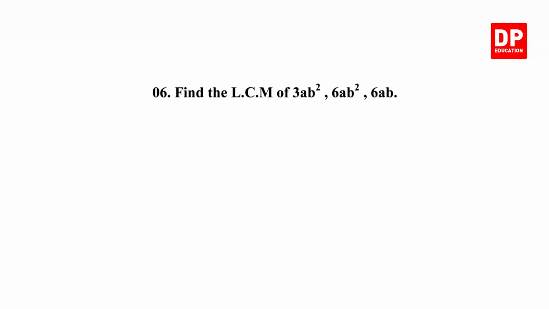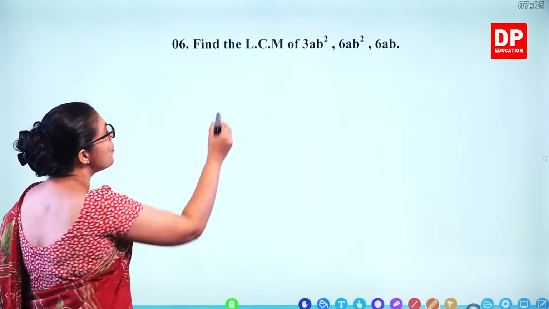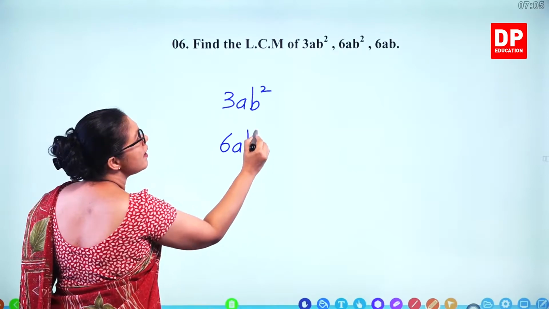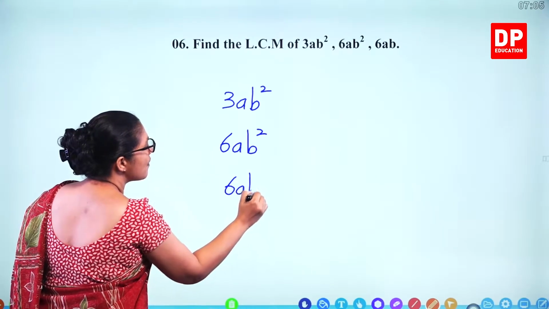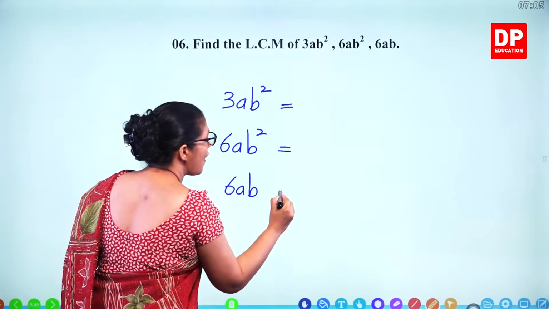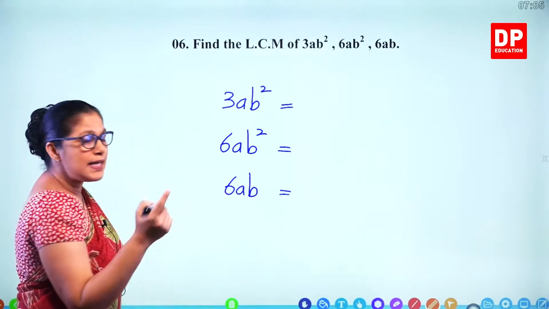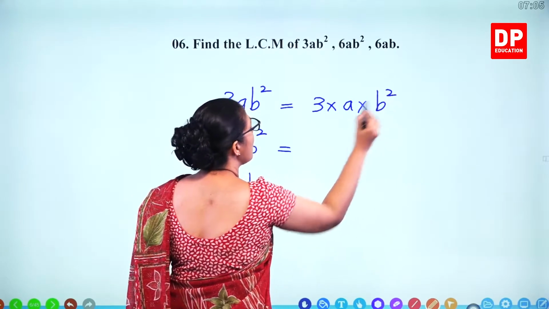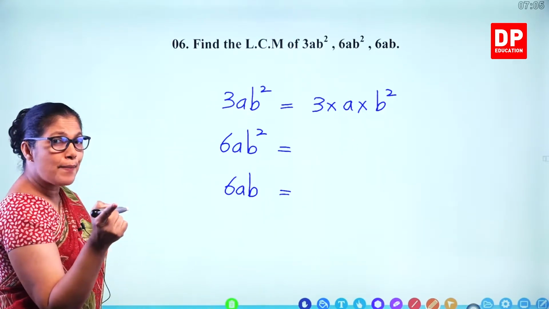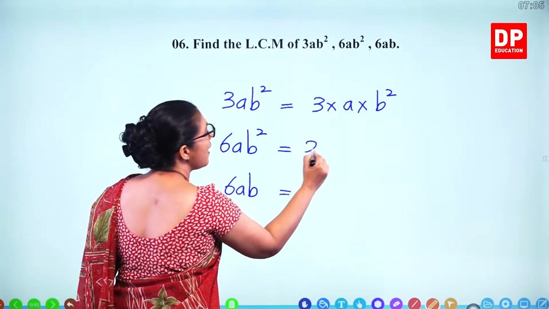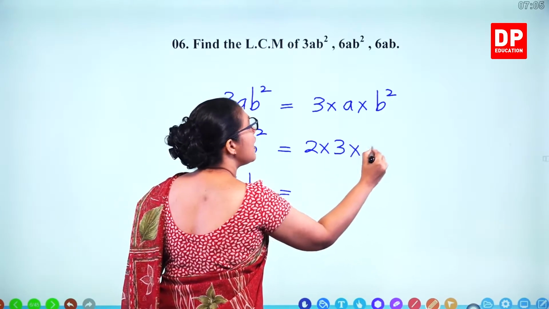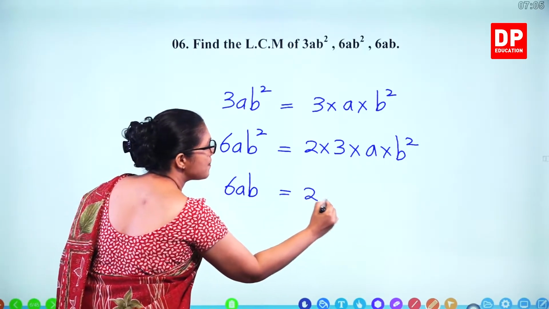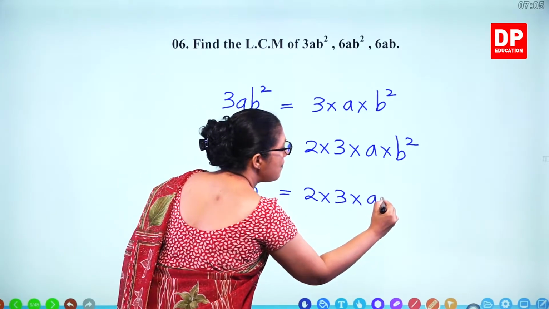Question number 6. Find the lowest common multiple of 3ab squared, 6ab squared and 6ab. First, write down the different factors. 3ab squared means 3 times a times b squared. What's 6? How can you write 6 with prime numbers? 2 times 3. So you can write 2 times 3, a and b squared. What about 6ab? Again 2 times 3 is 6, and a and b.